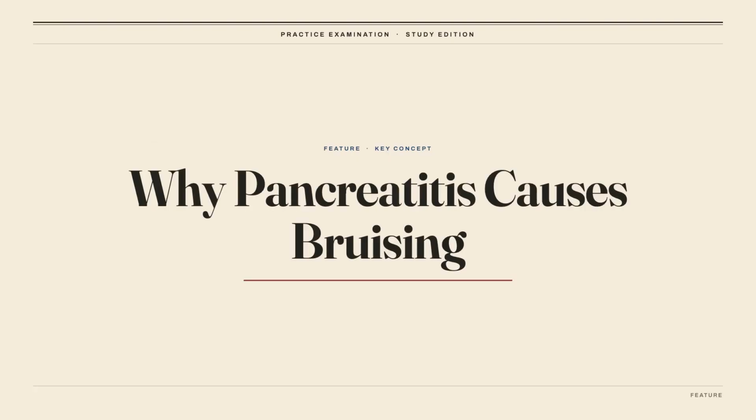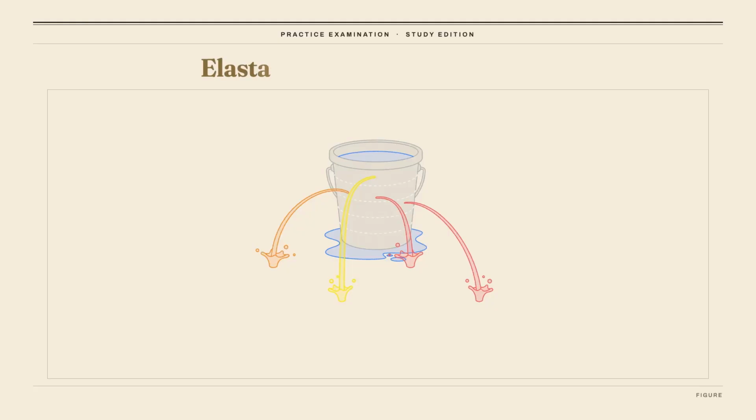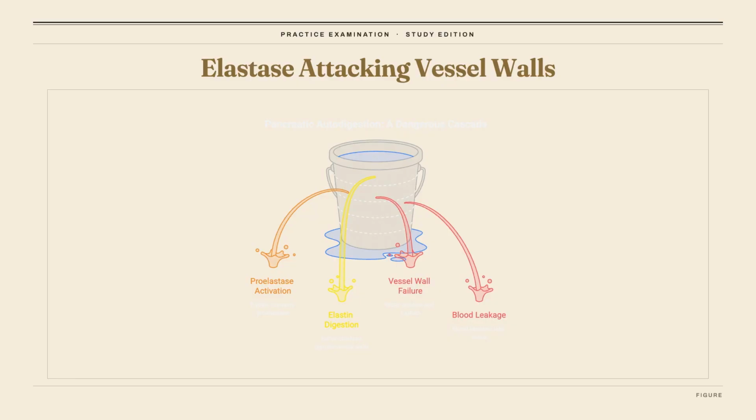Bluish bruising on the flanks of a patient with pancreatitis is Grey Turner's sign, and it means blood has escaped into the retroperitoneum. Tracing that bruise backward points to one enzyme and one tissue type. Elastase arrives inert as proelastase and trypsin activates it during the autodigestive cascade. Its target is elastin, the stretchy protein in blood vessel walls. And vessels near the pancreas take the brunt of that activated enzyme, so the walls fail and blood escapes.